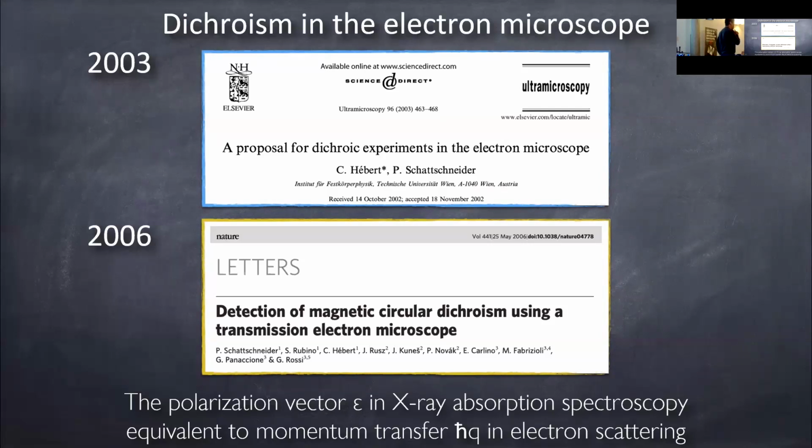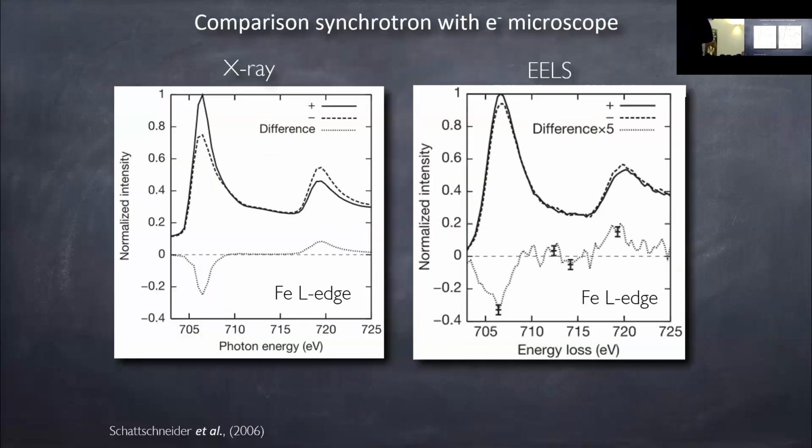Now, the main point that I want you to take with you is that the polarization vector in optics, in light or X-rays, is proportional to the momentum transfer of the electrons. So if you can change the polarization of the X-rays, you can play around with the momentum transfer of the electrons, and you can mimic polarization through the way that you collect the data. And if you do that, then you can do chiral measurements. The rest of the talk is about this. So here is the first experimental data with X-rays, and then with EELS.